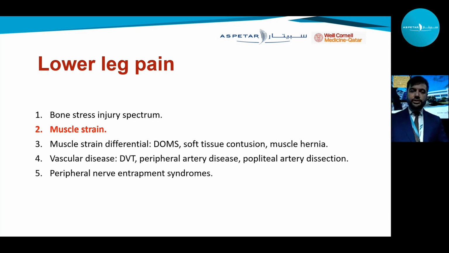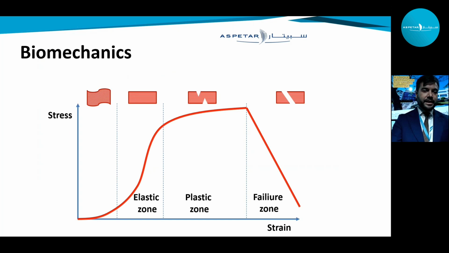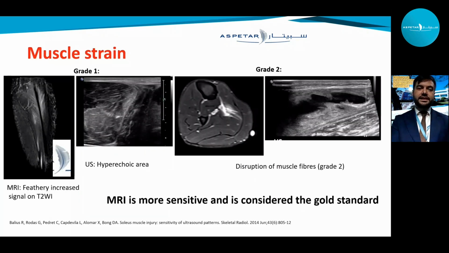Okay, let's continue with the second most common injury of the leg, which is the muscle strain. Again, the muscle has, as any material, an elastic and plastic zone, and has a failure zone depending on the load, on the stress that this muscle is under. How do we see the muscle strain in imaging?